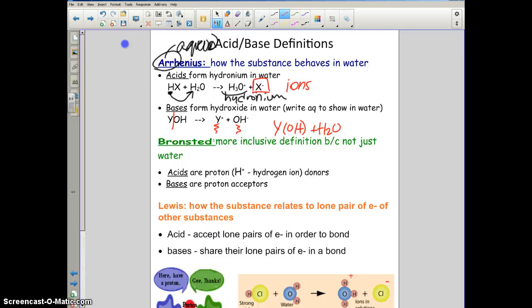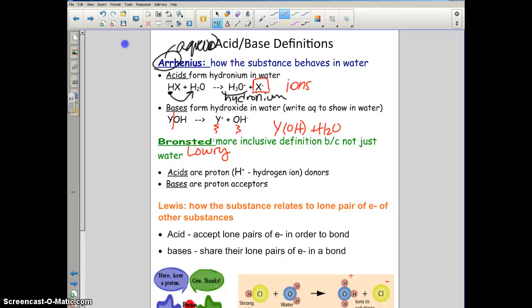Okay. Second people to come by were Bronsted and Lowry. So it's called Bronsted-Lowry base, Bronsted-Lowry acid. They said, well, you don't only have to put the acid or base in water to see how it behaves. It can behave or react with other things other than water.